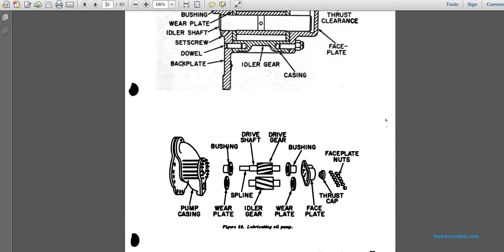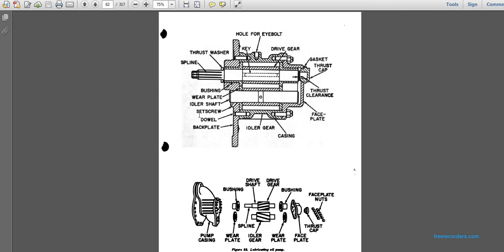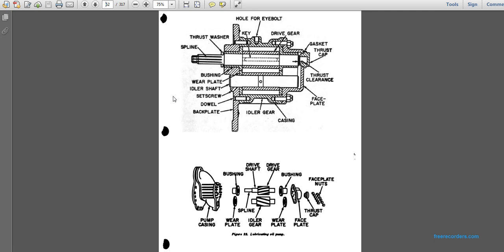These are lubricating oil pictures. Here you have a lubricating oil pump. At the top, it shows the thrust washer, the pump, the spline, the bushing, the wear plates, the idle shaft, screw, dowel plate, idle gear and casing, the face plate, the thrust clearance, the thrust cap, the gasket, the drive gear, the hole for the eye bolt, and the key. The bottom shows the pump casing, the bushing, wear plate, splines, drive shaft, drive gear, idle gear, wear plate, bushing, face plate, thrust cap, and face plate nuts.